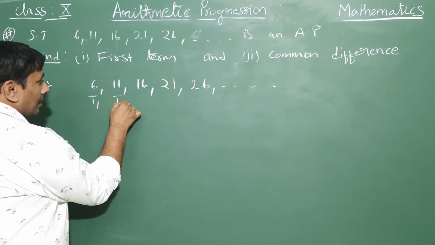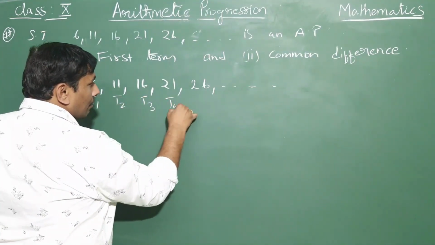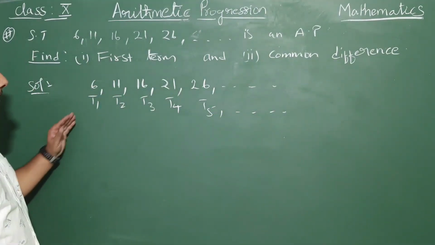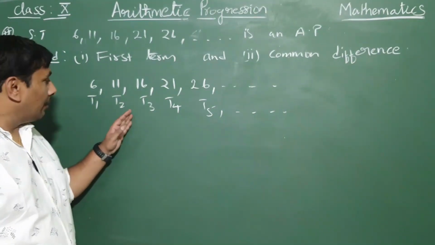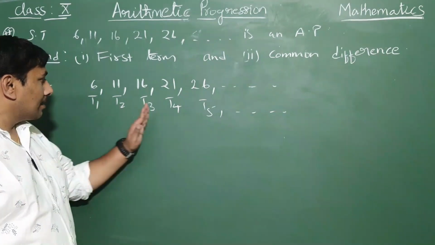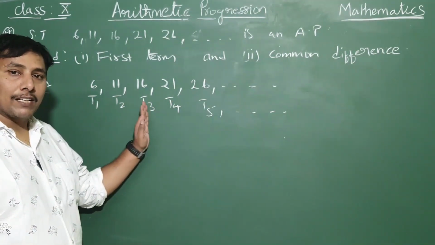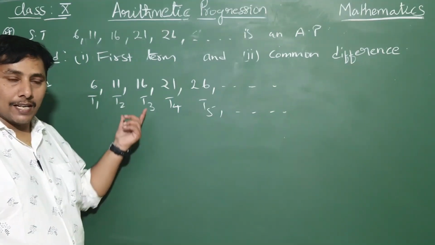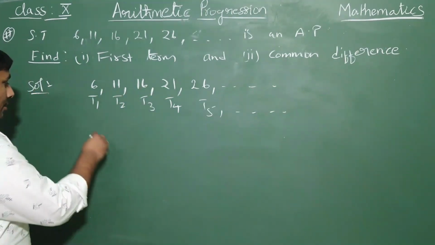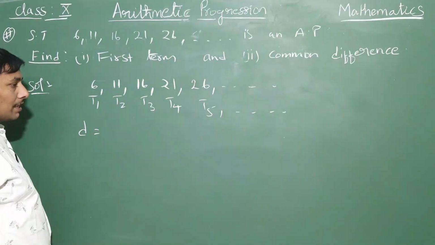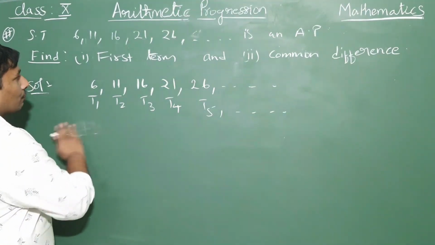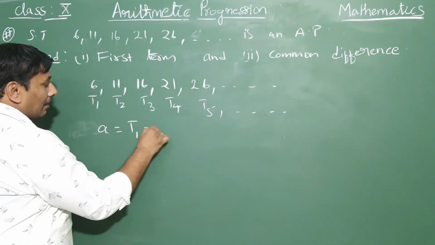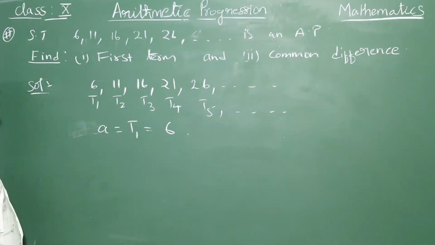This is T1, T2, T3, T4, T5 and so on. Now to prove that they have a common difference, we need to subtract T2 minus T1, T3 minus T2, T4 minus T3, and if we get the same constant, then we can say this is an AP. So let us do that. Before that, we need to find the first term, that is A, which is nothing but T1, which is 6. This is the first term.